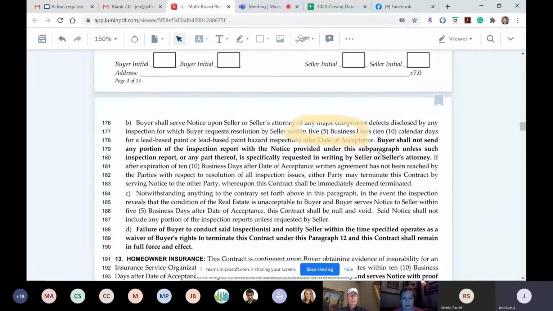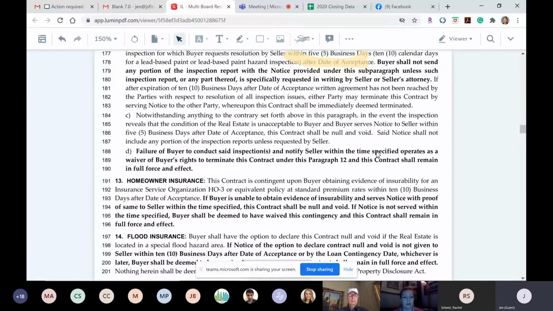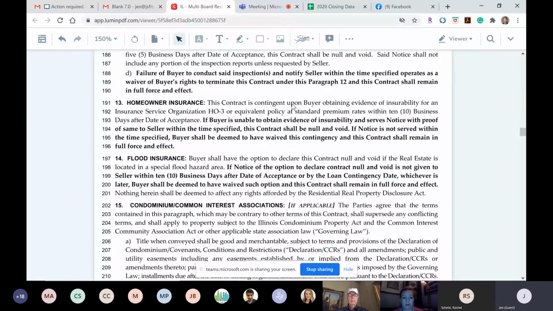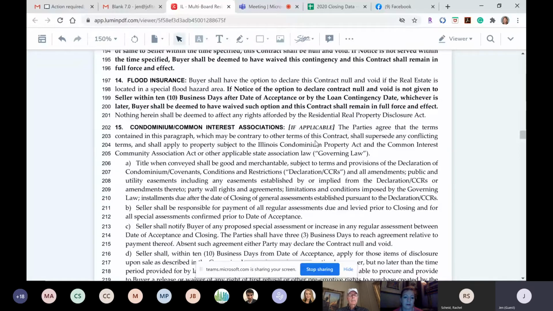Everybody understands what's happening during attorney inspection review. And then a lot of this stuff is just nothing that you need to do, nothing that we need to worry about. It has to be an insurable property. If it's in a flood zone, what do we do then? What do we do if it's in a condominium?